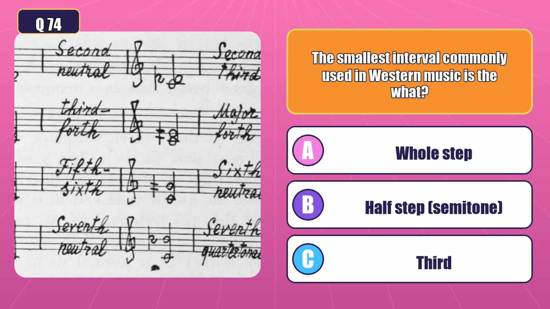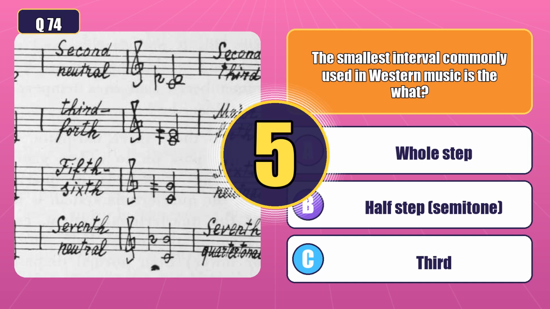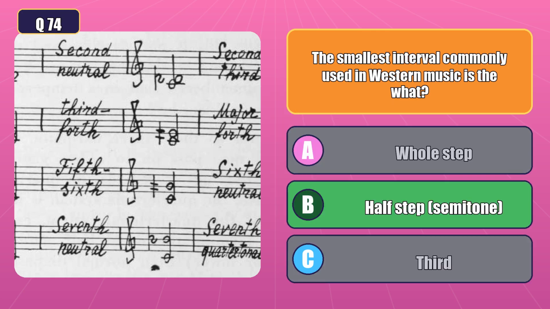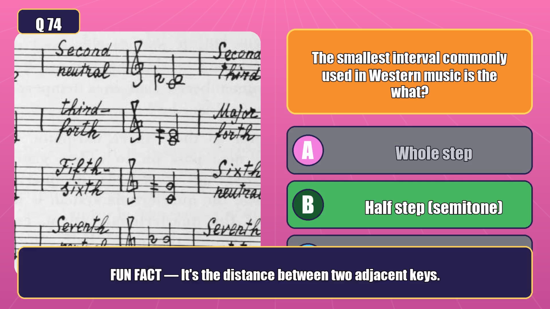Question number 74. The smallest interval commonly used in Western music is the what? The answer is half-step, semitone. Fun fact, it's the distance between two adjacent keys.